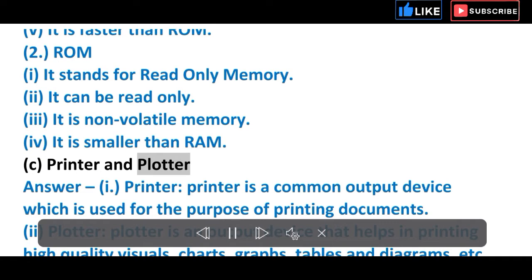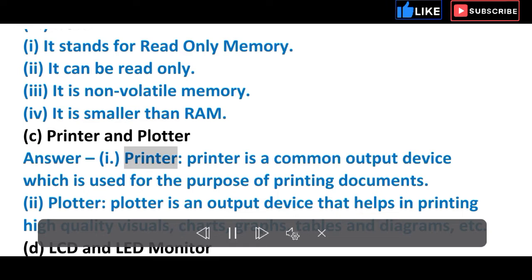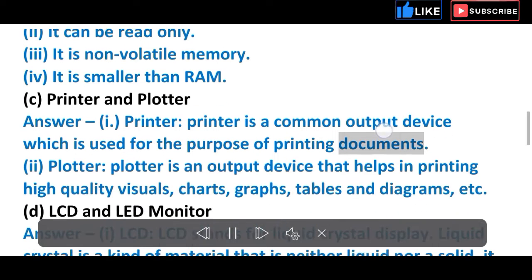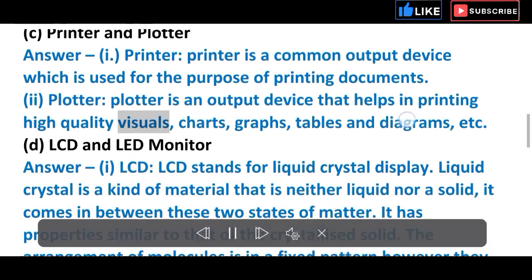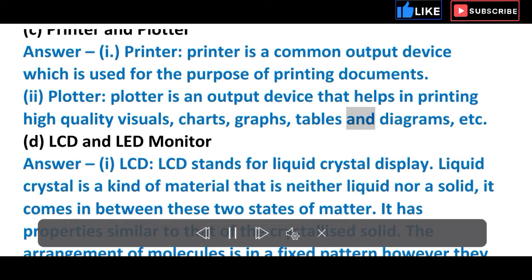C. Printer and plotter. Answer: I. Printer. Printer is a common output device which is used for the purpose of printing documents. II. Plotter. Plotter is an output device that helps in printing high-quality visuals, charts, graphs, tables and diagrams, etc.